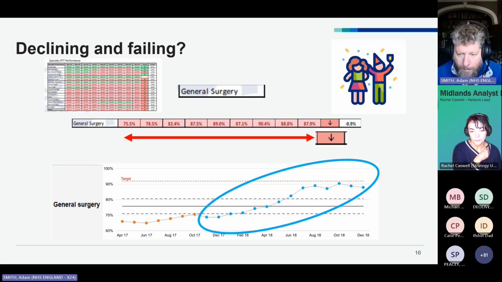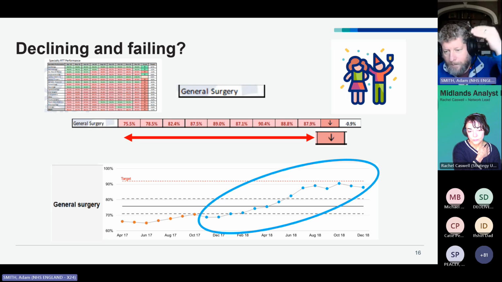But by only looking at the RAG table, we might have gone in, we might have done what we like to call tampering, we might have fiddled around with the process to then get the data to show something different because, oh no, it's going down. We need to do something. And actually, what we could have done is halted that improvement and stopped those blue dots, stopped us being able to get over that target line.